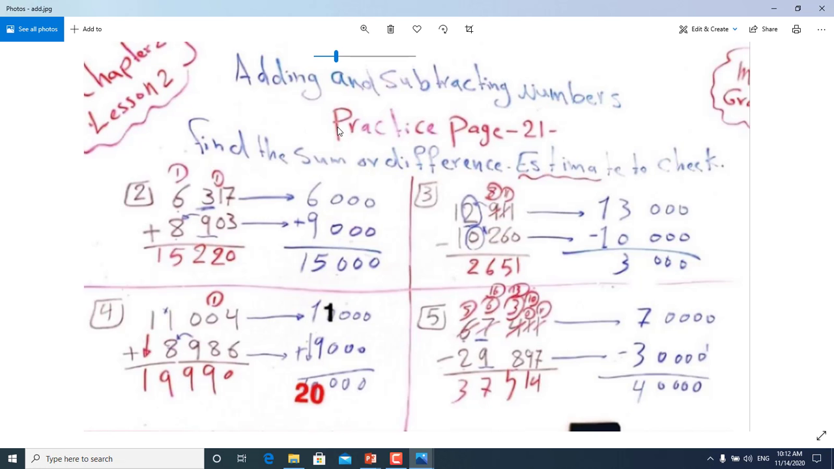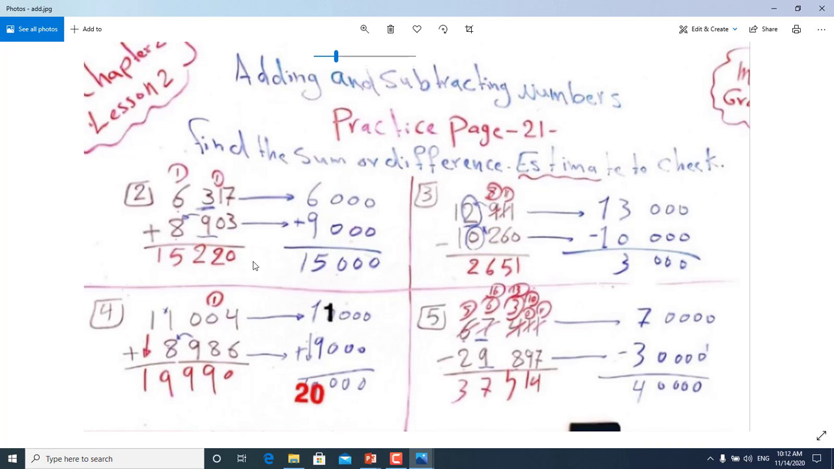Practice page 21, adding and subtracting numbers. Find the sum or difference, estimate to check. So we'll solve numbers 2, 3, 4, 5. From number 2, we have 6,370 plus 8,903. So we'll add them.